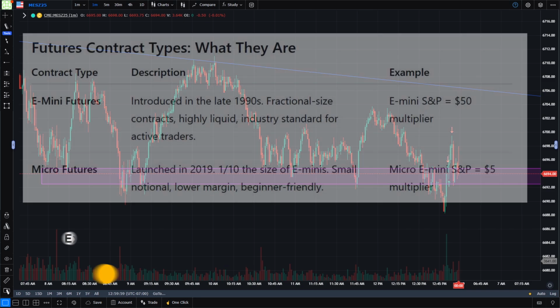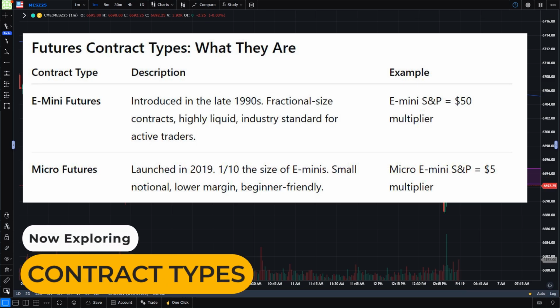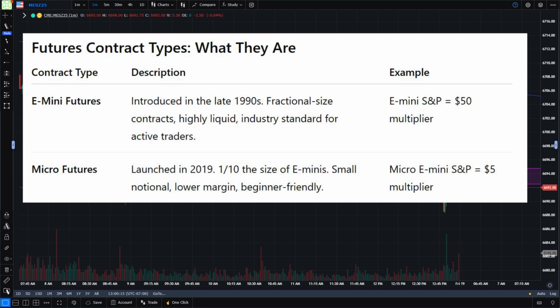There's two different types of futures contracts, E-mini futures and micro futures. E-mini futures were introduced in the late 1990s, and micro futures were launched in 2019. They're 1/10 of the size of E-minis, small notional, lower margin, but beginner friendly.